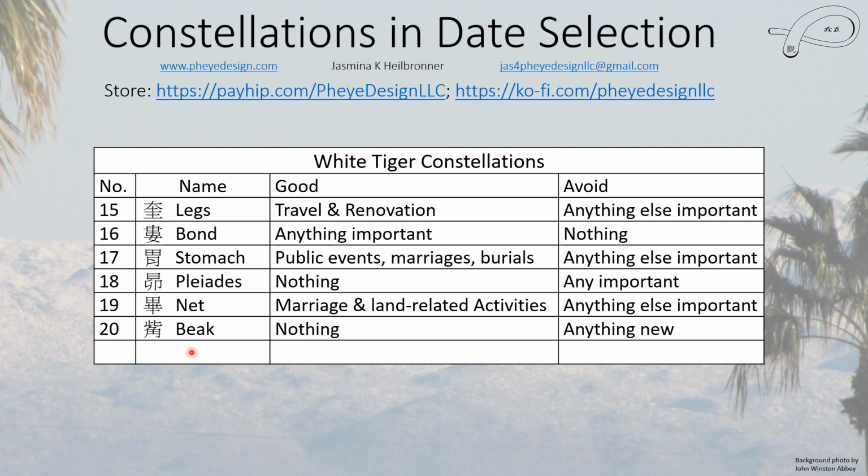Number 20 is the beak. It's not good for really anything, and it's particularly bad for anything new. The reference, it's good for most things except for marriage and burials. So it's a pretty good day.